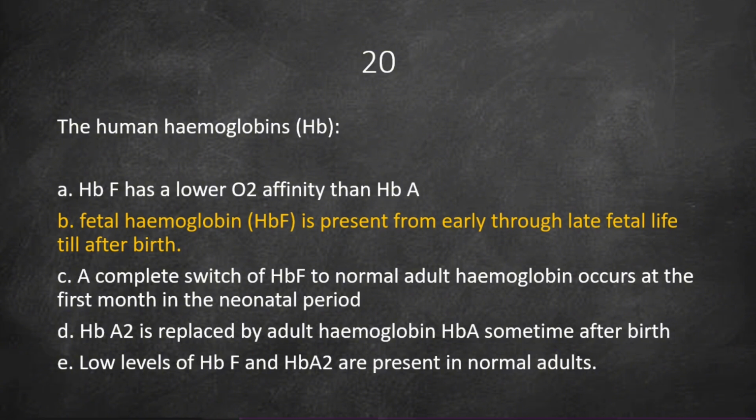But between the E option and the B option, we will go with the B option. E is a correct statement because trace amounts of them will be present, but we'll stick with B as our answer.